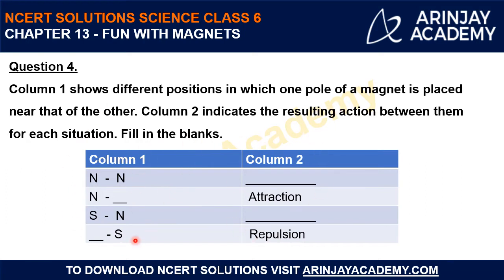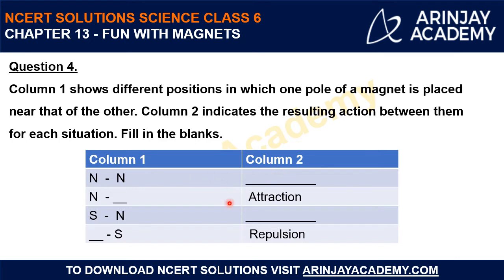सो कॉलम 1 में आपको दो पर्टिकुलर पोल्स के नेम दिए हुए हैं. So they are saying that if we bring these two poles, which are being given in each one, there are 4 observations. So in each particular observation we have brought two poles close to each other. So corresponding to that position, what are the observations that you can make? Whether they will attract or whether they will repel each other, you need to tell that.